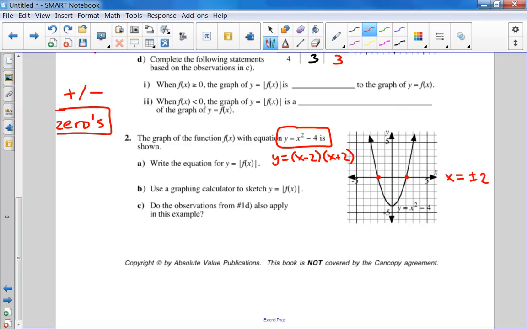What's an interesting point down here? In this case, the y-intercept happens to also be the vertex. It's not always going to be like that, but it happens to be this time. And what is that y-intercept? -4 when x is 0. So why is it -4? Look at the equation. What is always the y-intercept? Thank you, Zara. The constant.